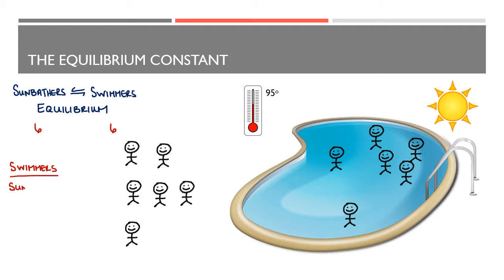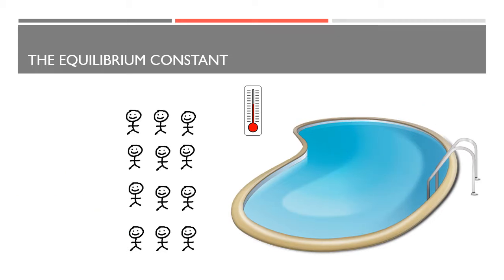One thing we can do is show the relationship, or the quantity, or the ratio of swimmers to sunbathers. So we're going to show this by saying, okay, we have 6 swimmers for every 6 sunbathers. That's a ratio of 6 to 6, or 1. We are going to call this a constant. We're going to call this the equilibrium constant, or K. And this is 1, the equilibrium constant for this reaction at 95 degrees Fahrenheit.